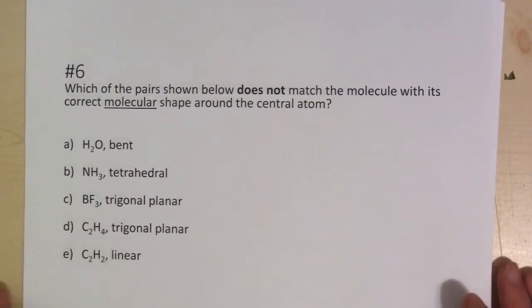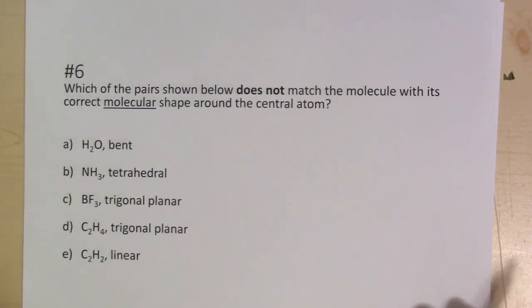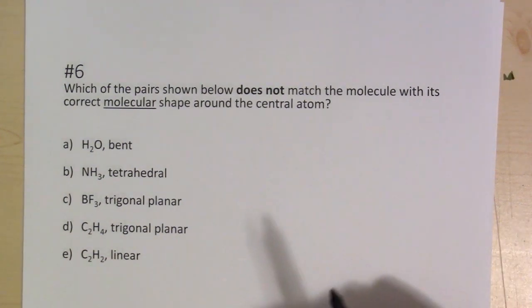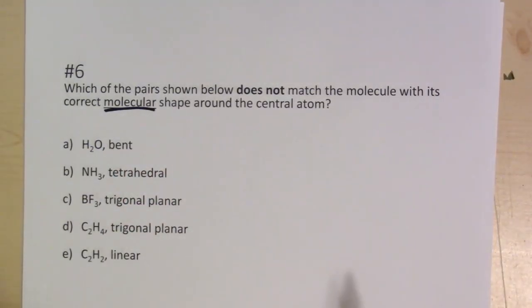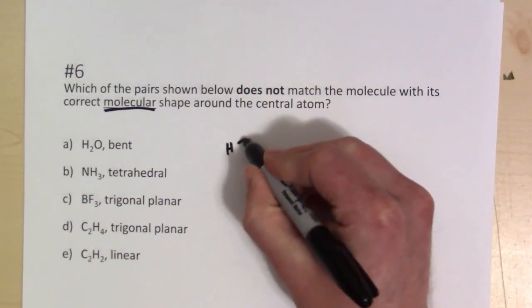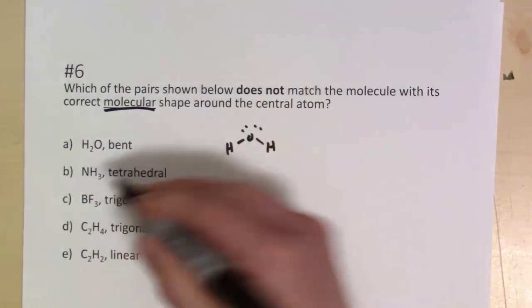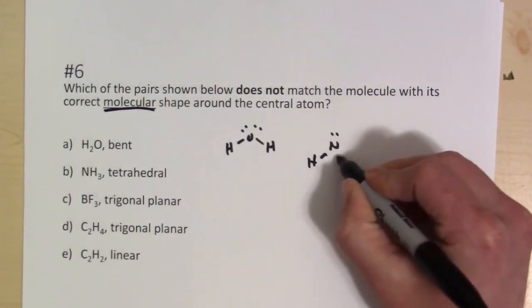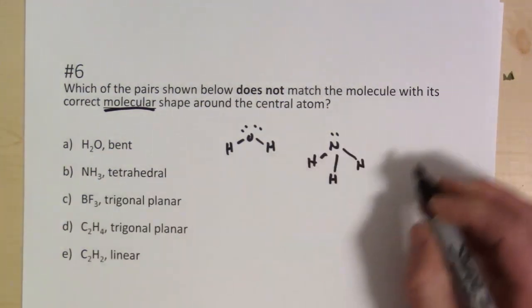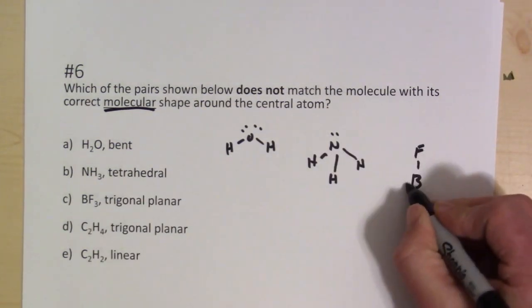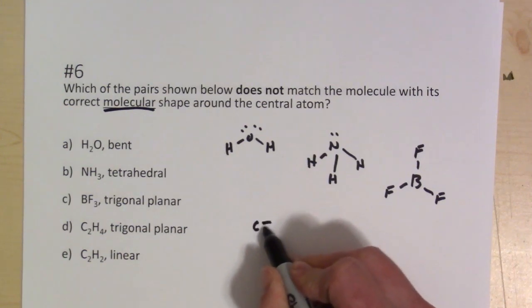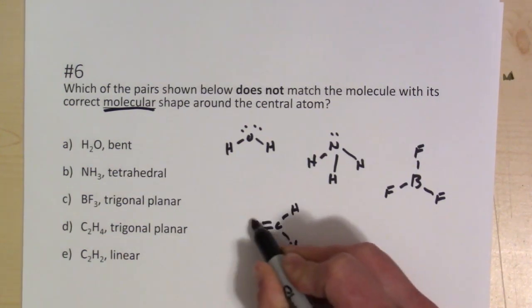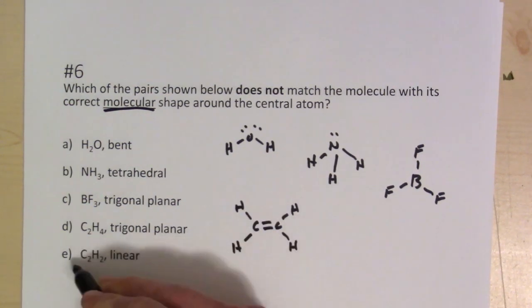Moving to problem number 6, it asks which of the pairs shown below does not match the molecule with its correct molecular shape around the central atom. So here, again, it may be helpful to draw each of these molecules. And remember, we're looking for the molecular shape, not the electron geometry. So if we draw water, ammonia, BF3, C2H4, and C2H2.